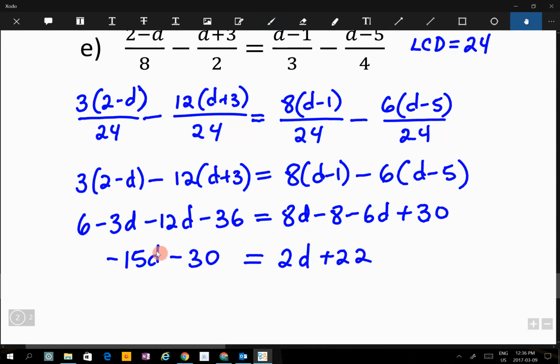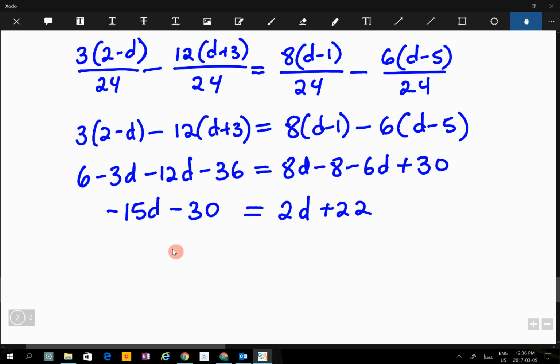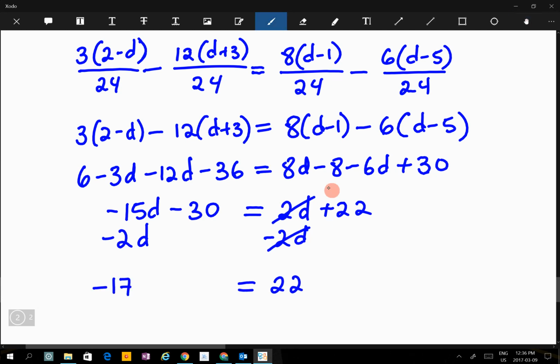All right, now I have the variable on both sides of my equation, so I have to subtract. I'm going to choose to get rid of this 2d, so I'm going to subtract 2d from both sides, so minus 2d from here, and minus 2d from here. So these two cancel, and I'm left with 22 on the right side. On the left, negative 15 take away negative 2 is negative 17d minus 30.